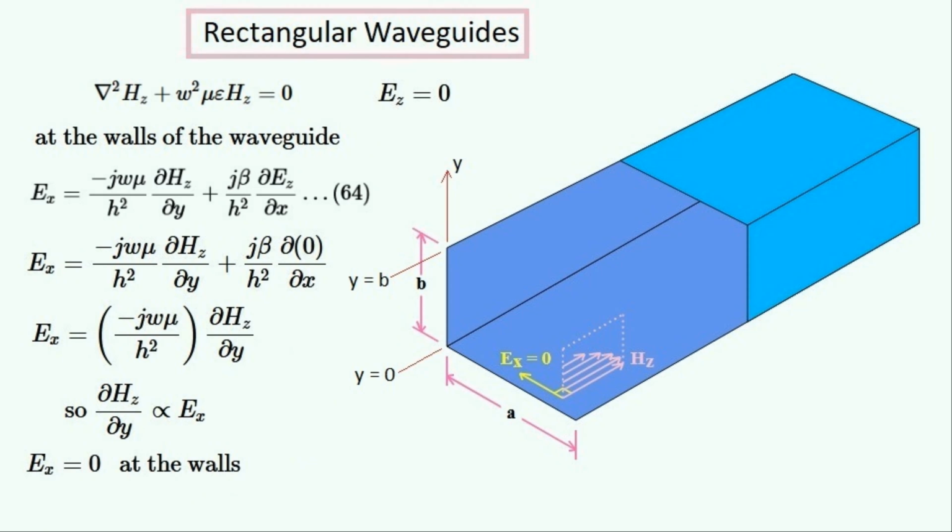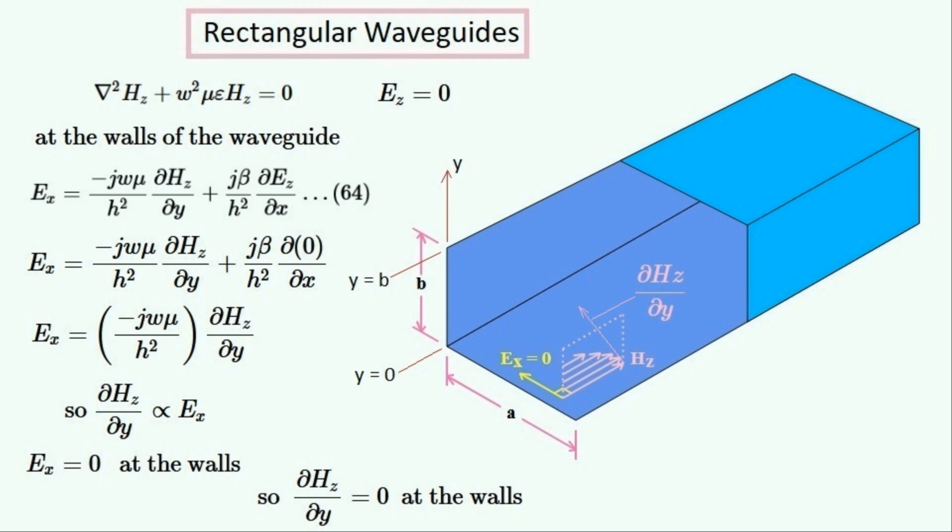We know that EX is 0 at the walls. So this derivative of HZ is also equal to 0 at the walls because it is proportional to EX. You can see on this diagram that EX is equal to 0, and it shows the direction EX is in if it isn't 0. Then you can see HZ and its direction.